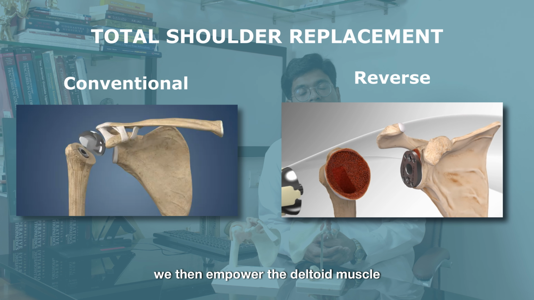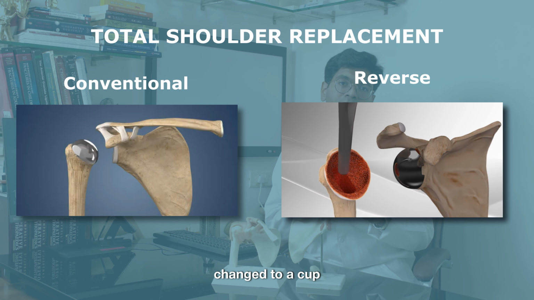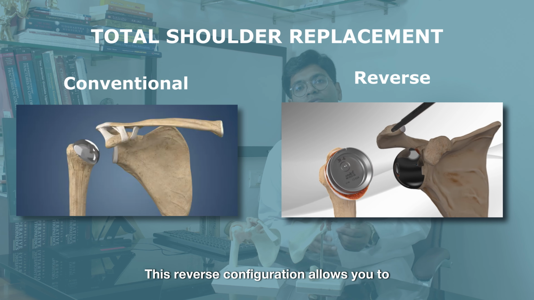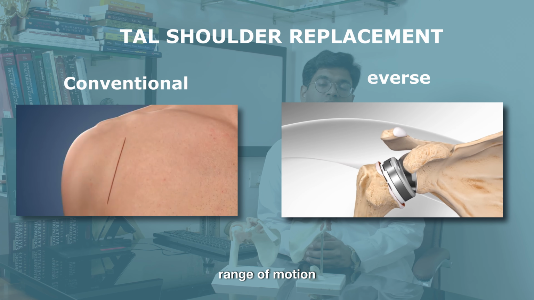However, if the rotator cuff is completely damaged and an overhead abduction may not be possible, we then empower the deltoid muscle by offering you something called reverse shoulder replacement, in which the ball is changed to a cup and the cup is changed to a ball. This reverse configuration allows you to have much better range of motion and much better overhead abduction.